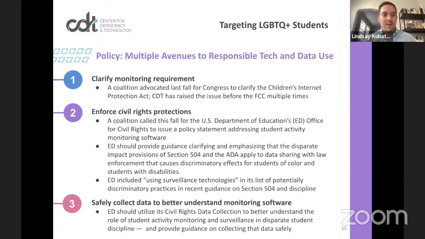And so I think it's really important that the federal government look at the definition of monitoring, and be very clear about what it is and what the goal of that bill is. The second one is enforcing civil rights protection.